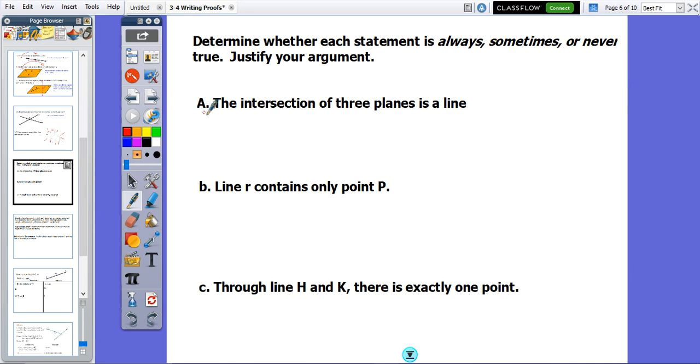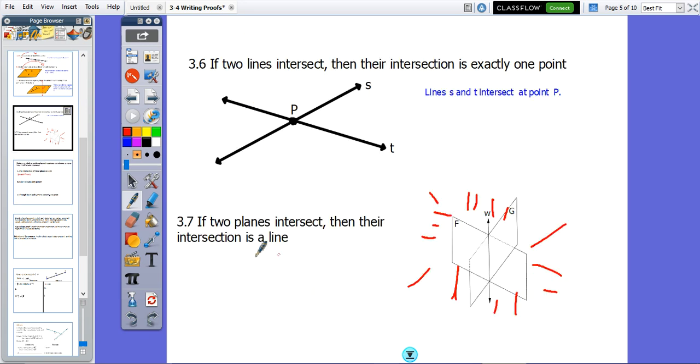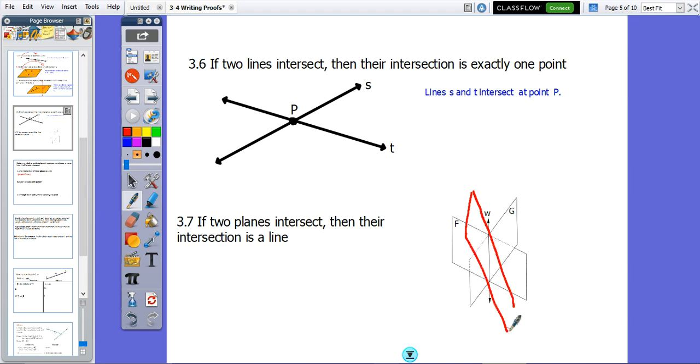So for example, A right here says the intersection of three planes is a line. Is that always true, sometimes true, or never true? If you had a guess, as we did in class, you would say sometimes. The reason you say sometimes is, could it? Of course it can. For example, let's say we have this right here. We already have two planes. And let's imagine there's another one that goes right through this, right at that same intersection right there. So it goes through that spot right there.